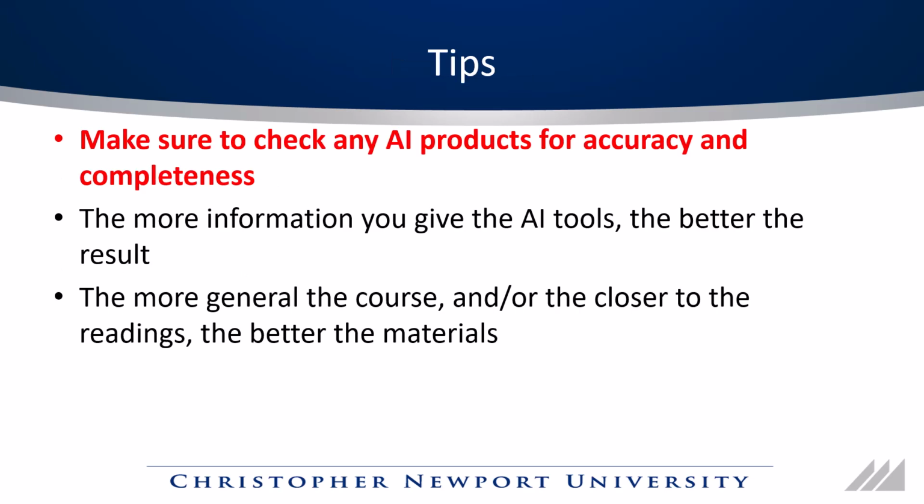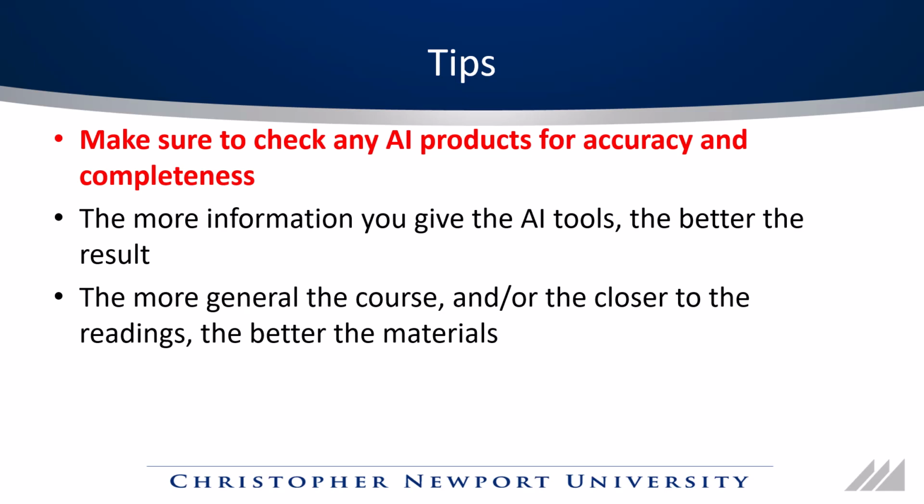There's a couple of additional considerations when using AI to generate course content. The first is that you need to check anything produced by that AI for accuracy and completeness. AI can produce things called hallucinations where it confidently has a completely wrong answer. So it's really important that you double check anything that is made by that AI.